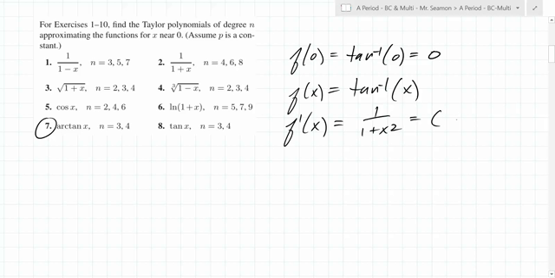And then what's another way to write that, because we're going to have to keep on repeatedly differentiating? 1 plus x squared to the negative 1. So the second derivative of x is going to be negative (1 plus x squared) to the negative 2 times what? Times 2x. Excellent.